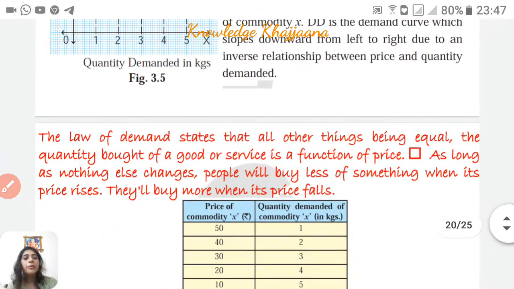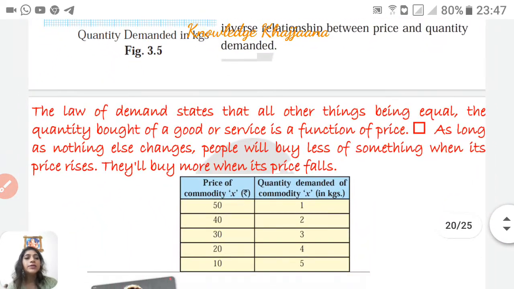See, the law of demand states that, all other things being equal or constant, the quantity bought of a good or service is a function of its price. As long as nothing else changes, people will buy less of something when its price rises, but they will buy more when its price falls. We have understood it with the example of Cadbury.